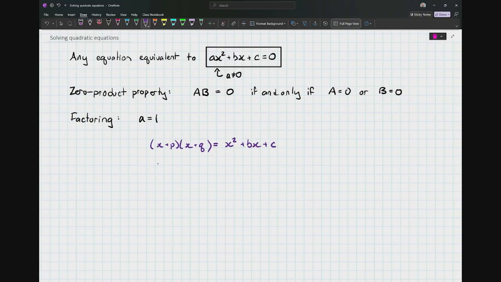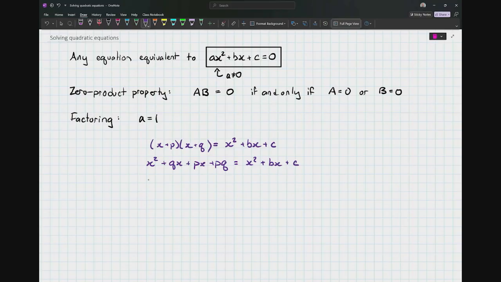Now I'm going to expand the left-hand side out, and this is going to be distributing twice, or using FOIL. X times x first gives us x squared. The outer two terms, x and q, multiply together, with q being our coefficient in front of the x. The inner terms, p times x and p times q. Okay, now that's still supposed to be equivalent to our unfactored polynomial here on the right-hand side, our quadratic.